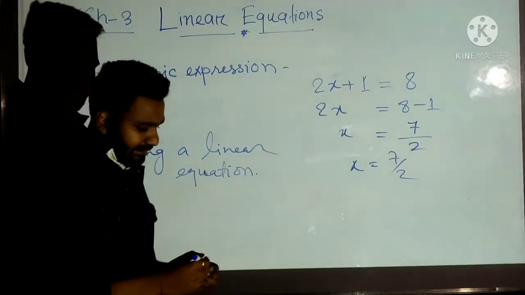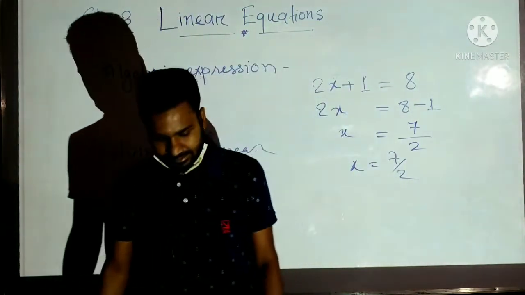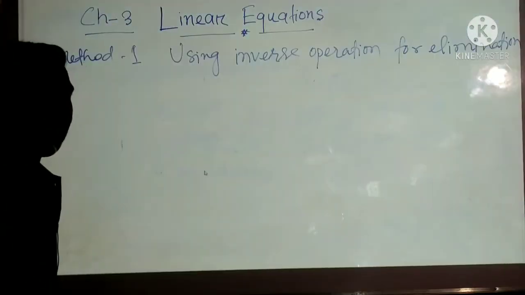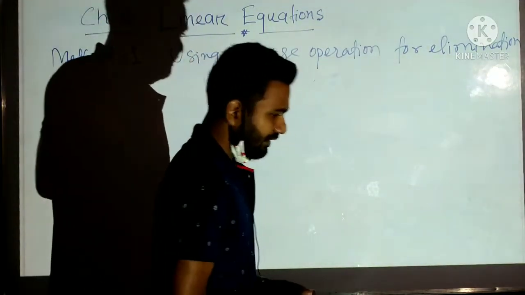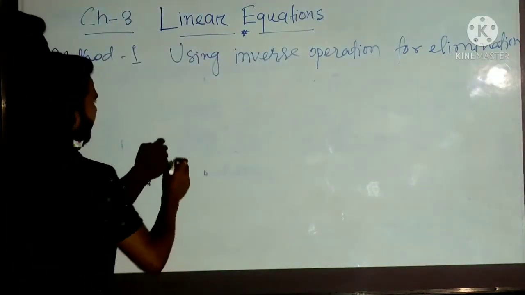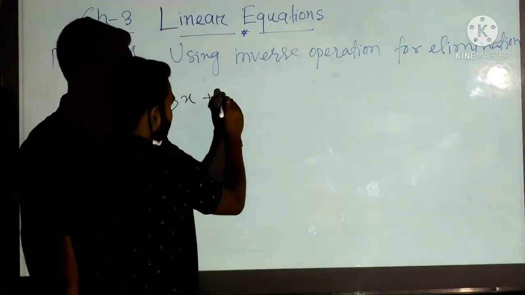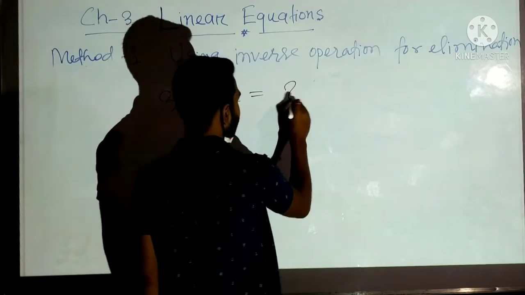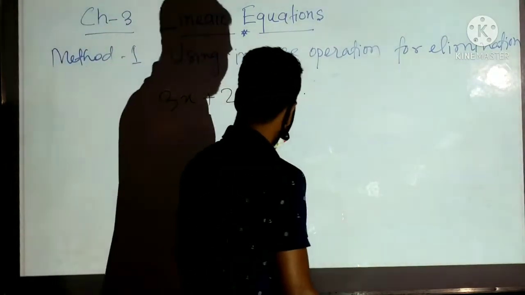Okay. Here in this chapter we will learn two methods of solving this linear equation. The first method is the method using inverse operation for elimination. For that, let us take one example of linear equation, that is 3x plus 2 equals to 8, let's say.